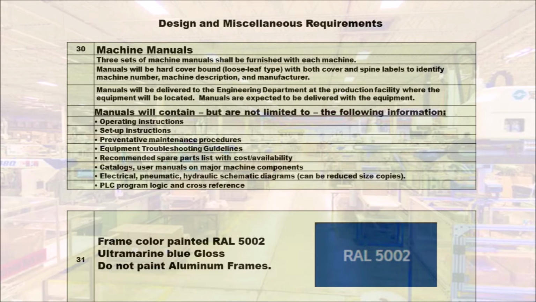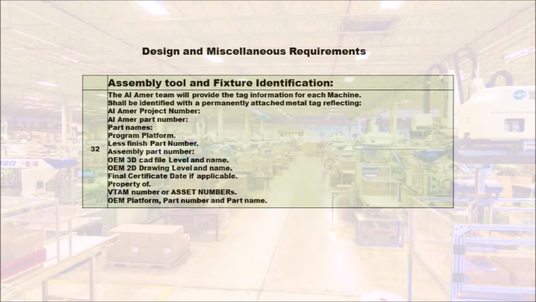31 frame color painted RAL 5002, ultramarine blue gloss. Do not paint aluminum frames. 32 assembly tool and fixture identification. The Amer team will provide the tag information for each machine.